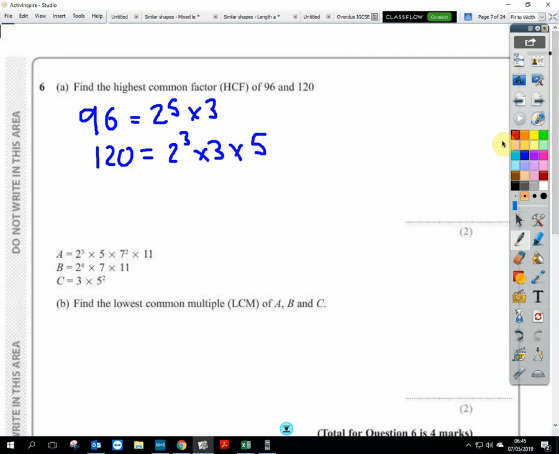Okay, so the HCF is the highest common factor. So you go through each of the factors and you look for the highest one that's common to both. So out of the 2's, the highest power of 2 that's common is 2 cubed. Out of the 3's, the highest power of 3 that's common is just 3. So 2 cubed is 8, 8 times 3 is 24.